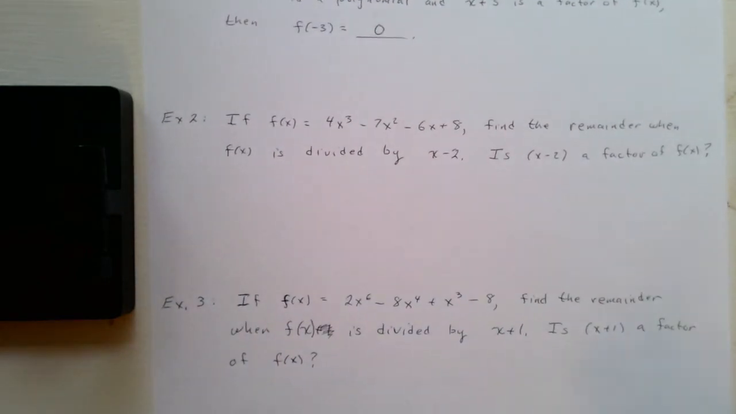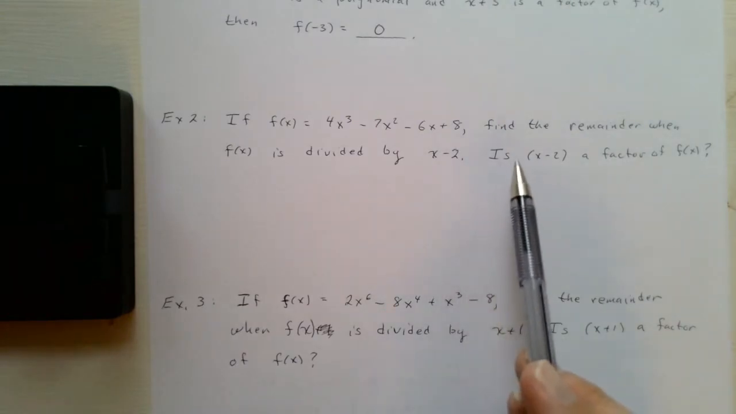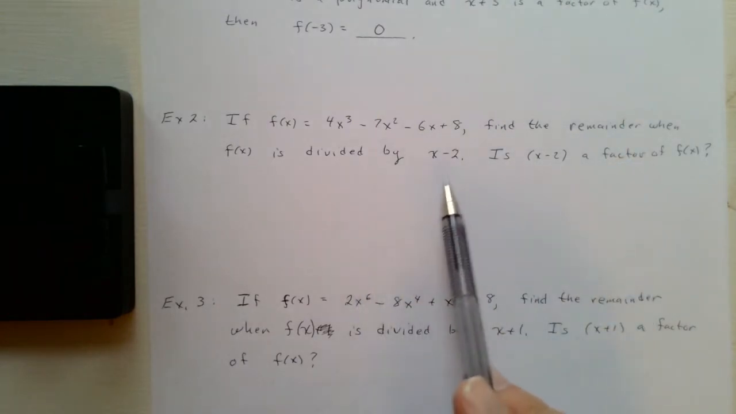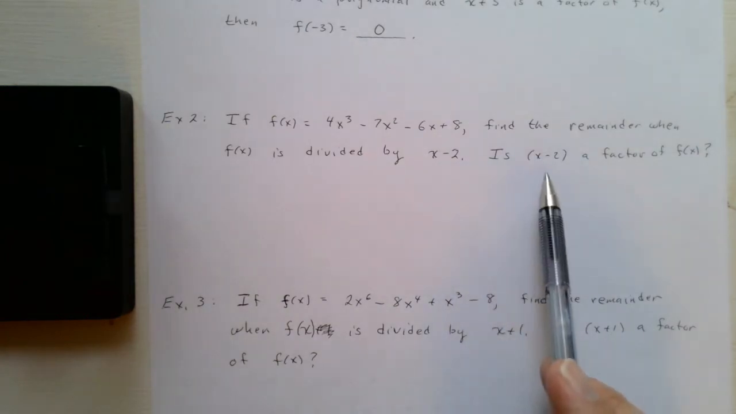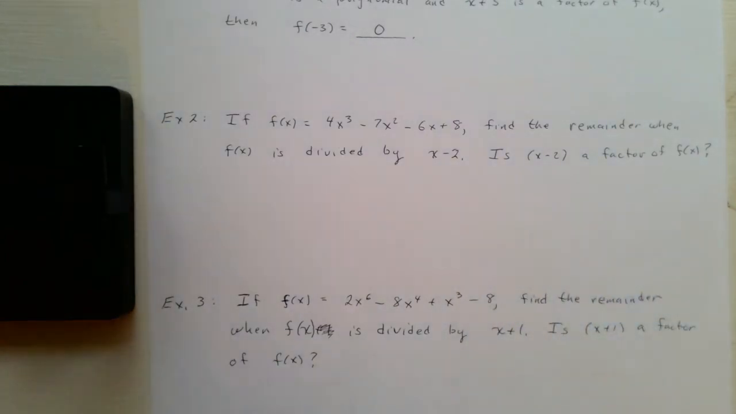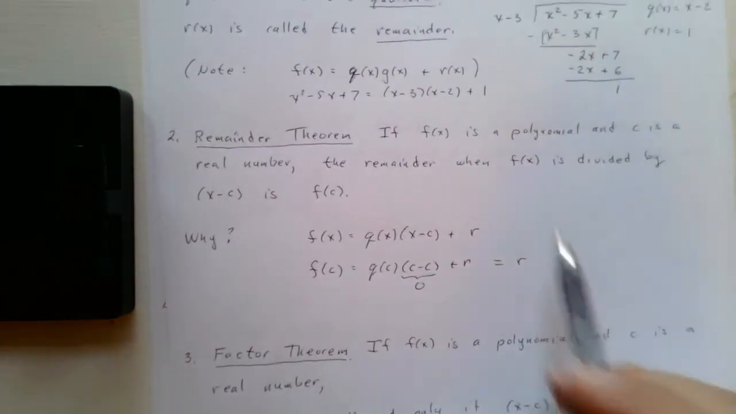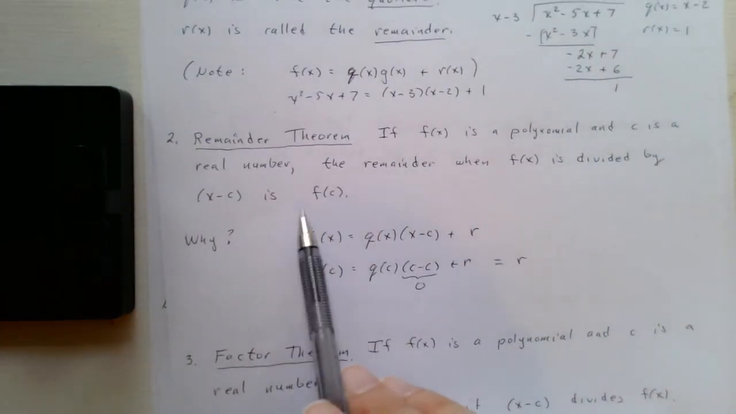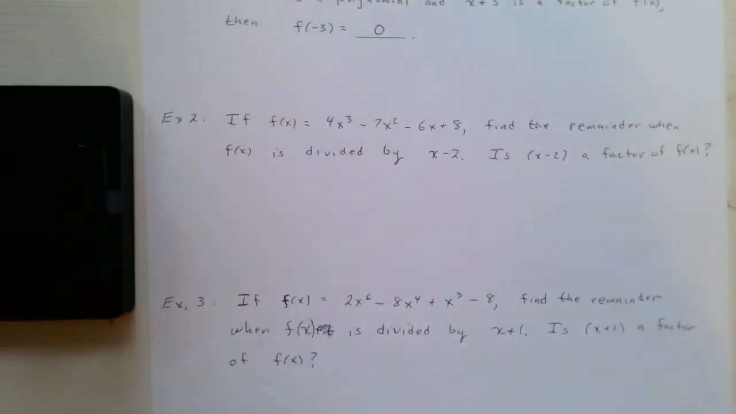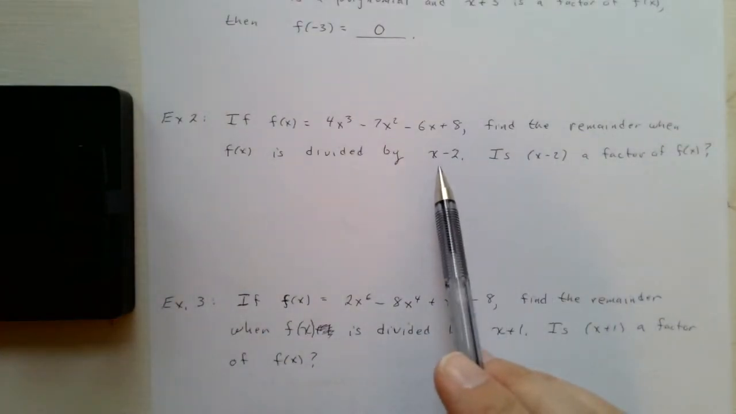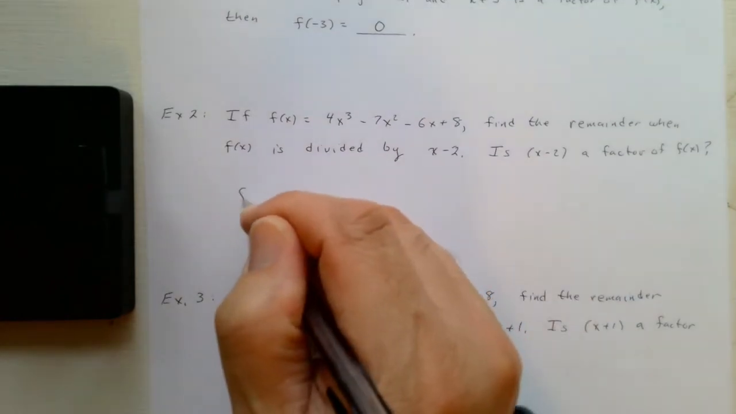The next example: if f of x is equal to this polynomial, find the remainder when f of x is divided by x minus 2. Is x minus 2 a factor of f of x? Now the nice thing about this is we don't have to use long division if we don't want to, and most of the time we don't want to, because we're just trying to find the remainder. If you recall from the remainder theorem, when f of x is divided by x minus c, the remainder is f of c. So the remainder when f of x is divided by x minus 2 is in fact f of 2.